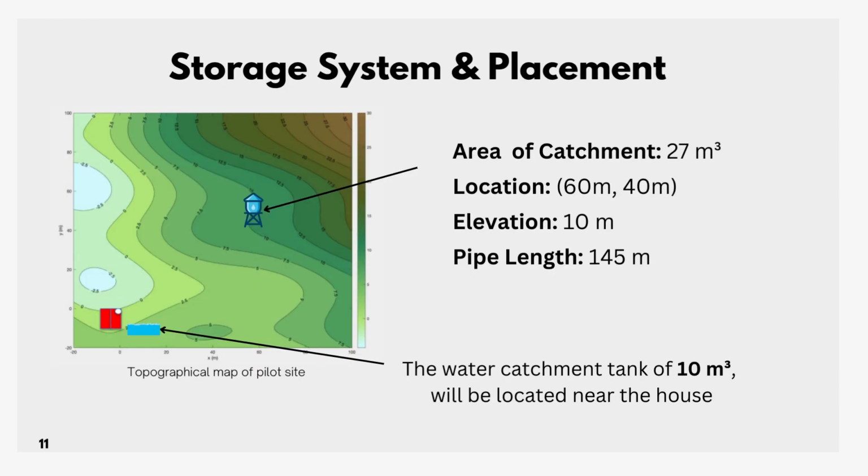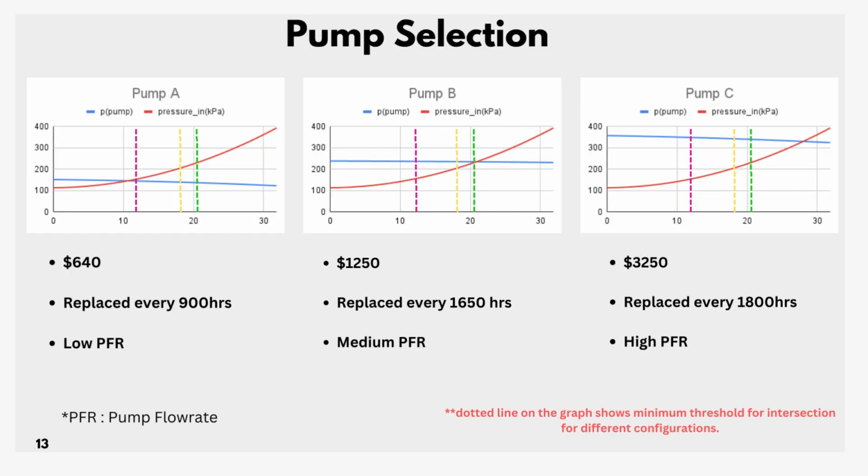The first component is the storage system and its placement. This slide shows our final positioning and configuration for the storage system. The main things we considered were finding a suitable trade-off between low cost, maximum elevation with minimal piping. Our final choice requires 145 meters of piping, which was the best we could get for the desired outputs our users need.